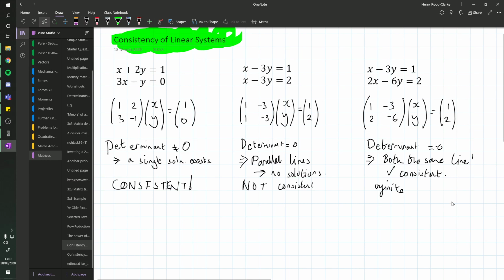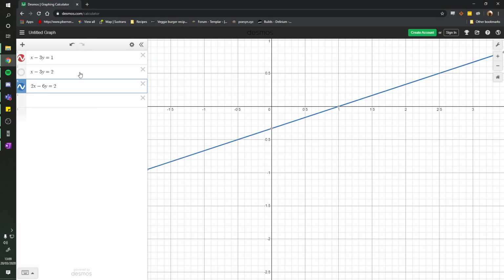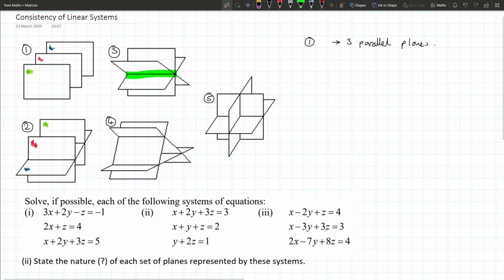There is an infinite number of solutions. It's infinite because if we look at this line, both the lines are on top of each other, which means that every single point is where they intersect. So every single point on this line in both directions to infinity is in fact a solution. So there's infinite solutions. Okay, so we're going to have a look at 3D systems now.